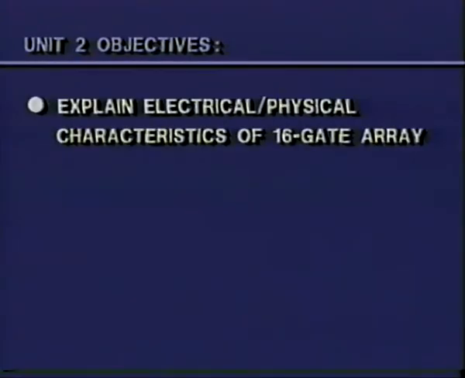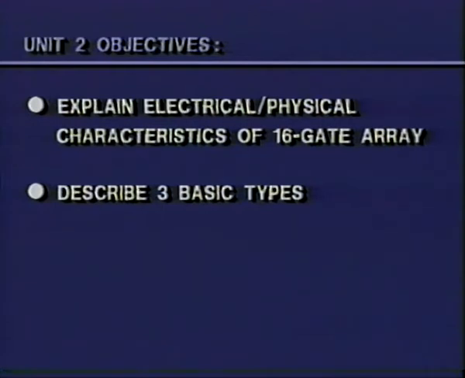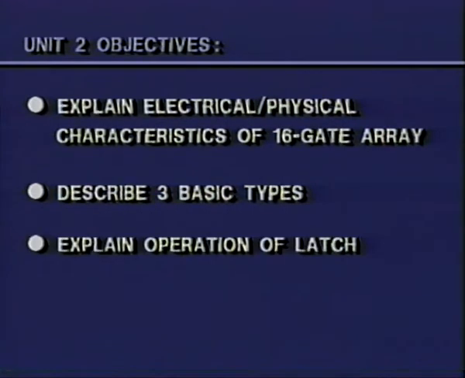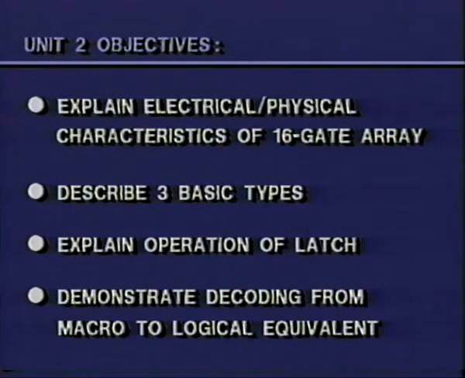The objectives of this unit are to explain the basic electrical and physical characteristics of the 16-gate array and to describe the 3 basic types of 16-gate arrays used in the XMP. This unit will also explain the basic operation of the latch and demonstrate the decoding of several important chip types from their macro definition to their logical equivalent.